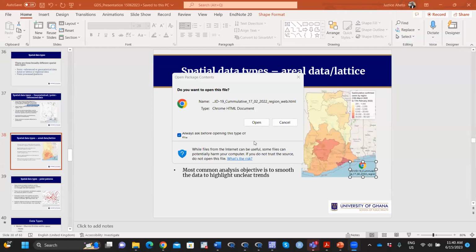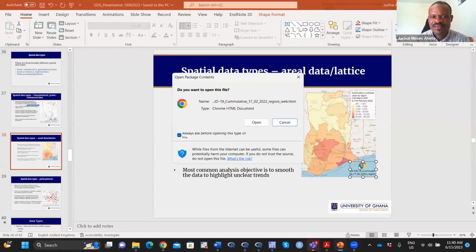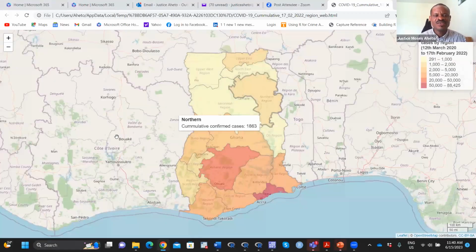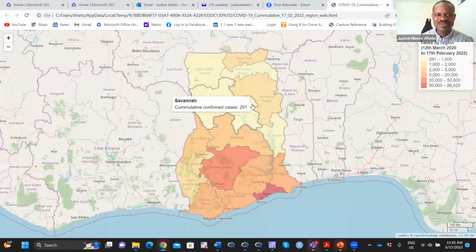Yes, we can. Okay, so all I need to do, let me start again, is to click on this icon and it's asking me if I'm happy to open. I say yes, I trust the system, so open it. Can you see the current screen? Yes, please. Okay, so this is the interactive web-based map I'm talking about.